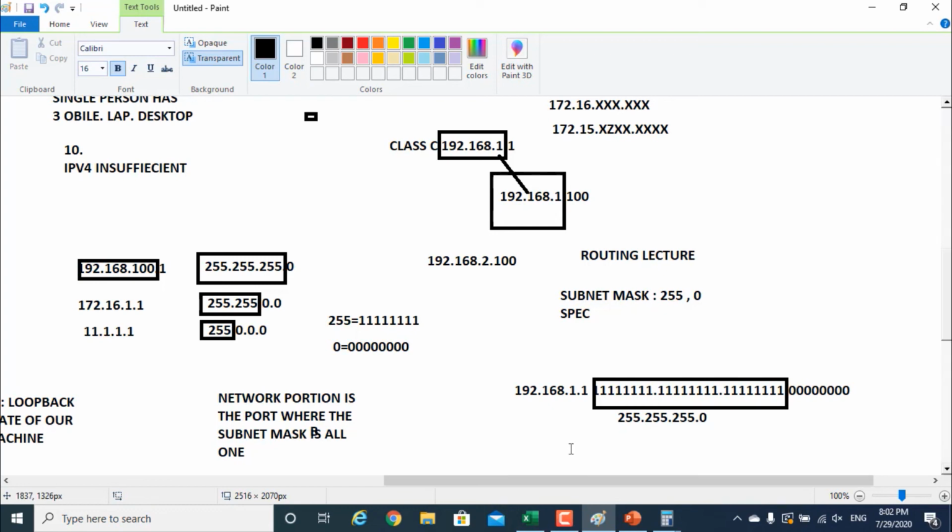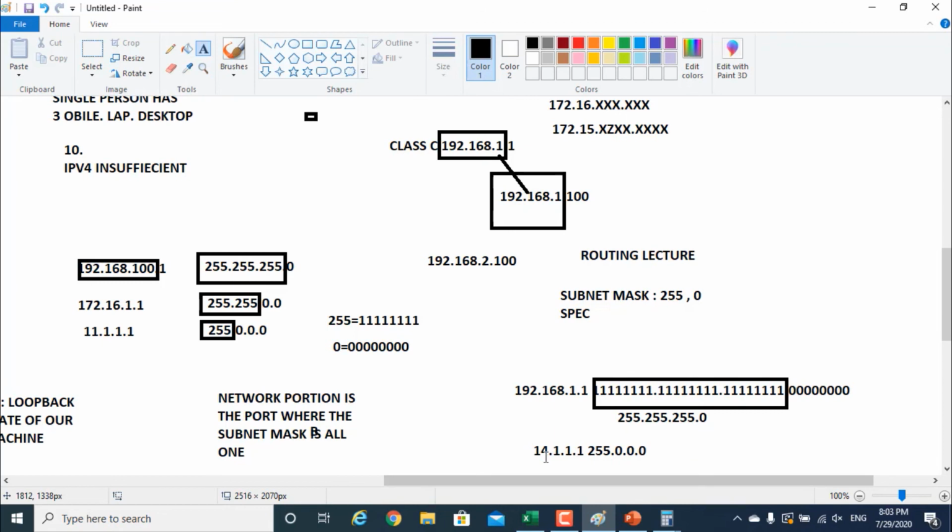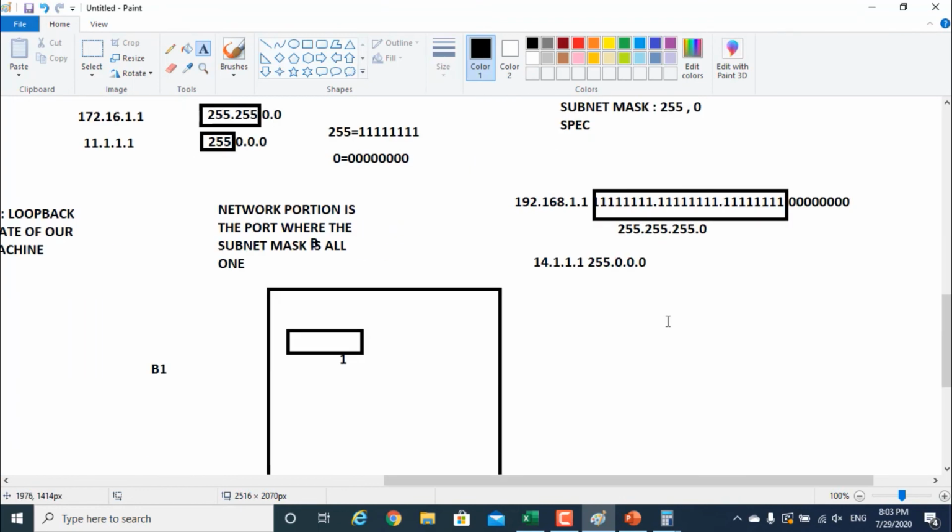So for example, if I'm writing an IP address of 14.1.1.1 and I'm writing 255.0.0.0, then 14 is the common portion, and the other portions can be changed. So I hope you understand it. While you are specifying an IP address, you must give the IP address the subnet mask, because you know that the subnet mask is going to be this for an IP address of class C.